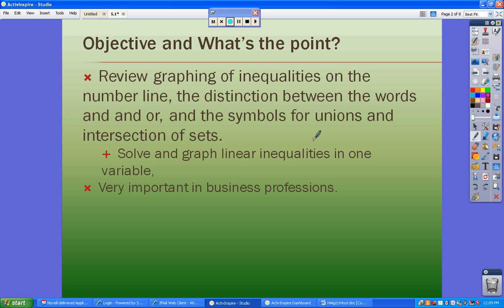It is very important in the business professions. In fact, something we'll talk about later in this chapter is called linear programming, and I think that's probably one of the most essential tools that they do use in business when determining how much to produce of an object or price and stuff like that.